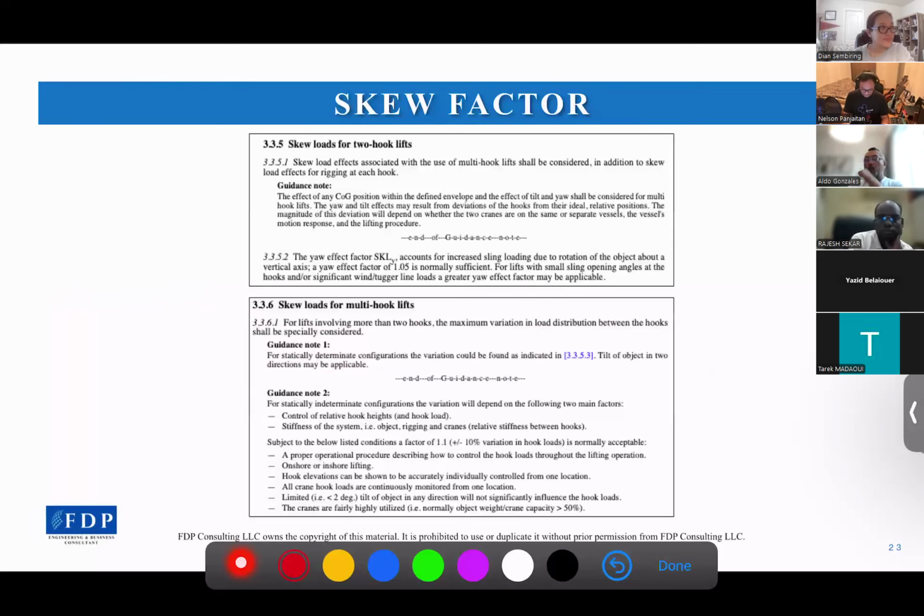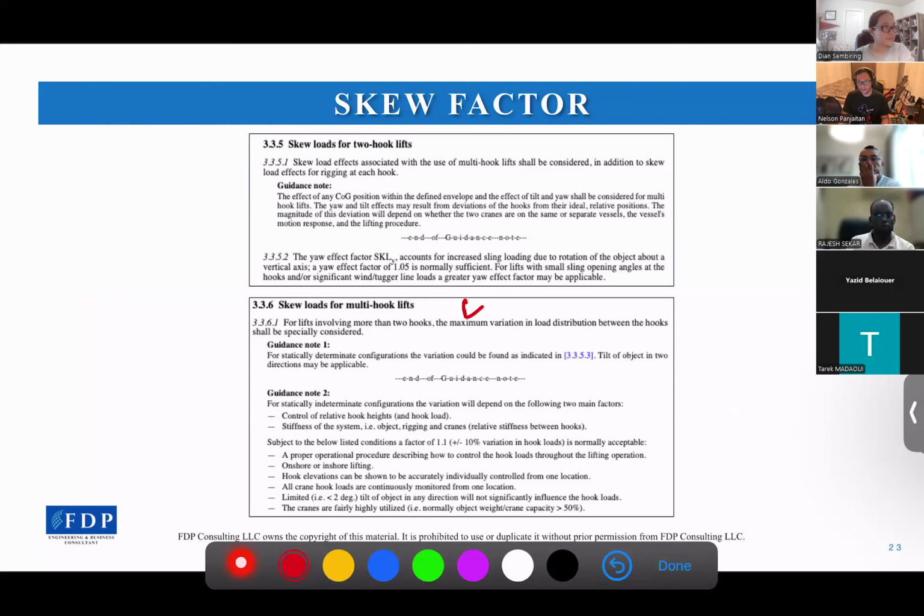Okay, we continue. Now we are going to the skew factor. Here we will refer to the DNV, and it is mentioned if we use two hook lifts in our lifting, we can apply a 1.05 skew factor. Or if the lifting involves more than two cranes, you can use a 1.1 skew factor. So these skew factors are applied to represent the unbalanced load distribution by the crane.